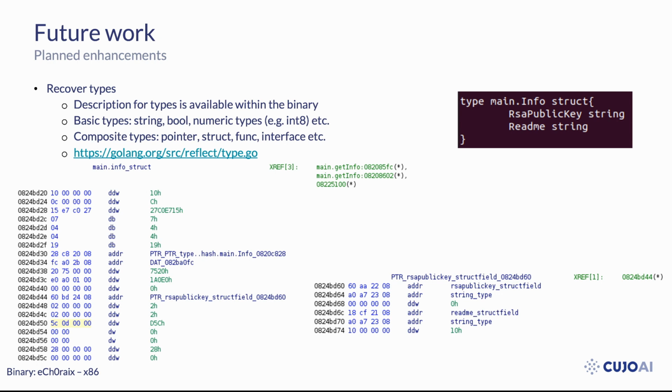So for example, here the main.info struct, this is also from the EKANS ransomware. This structure consists of the RSA public key and the README string, which is also very helpful when we would like to understand and do the reverse engineering, what kind of information, what kind of types and structures there are. This all can be found within the binary, and this is one of our future goals, to recover these types.